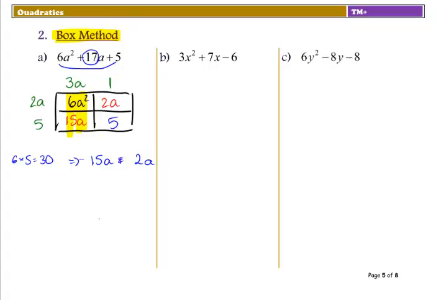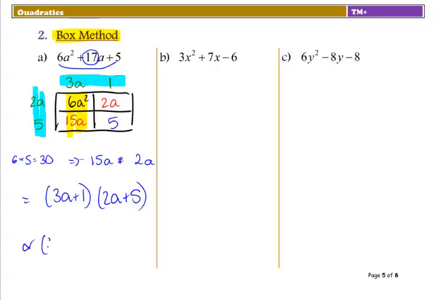Once you've done that, you can then read off your brackets going across and down. So we've got going across 3a plus 1, going down 2a plus 5. Or we could have written it as 2a plus 5, 3a plus 1.